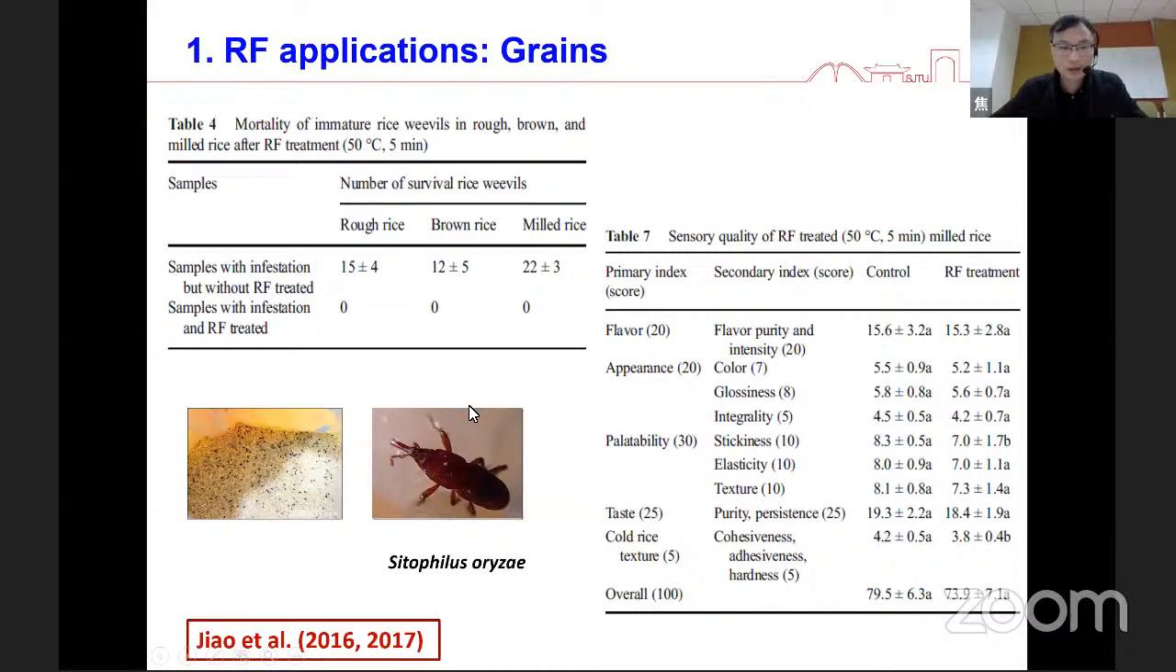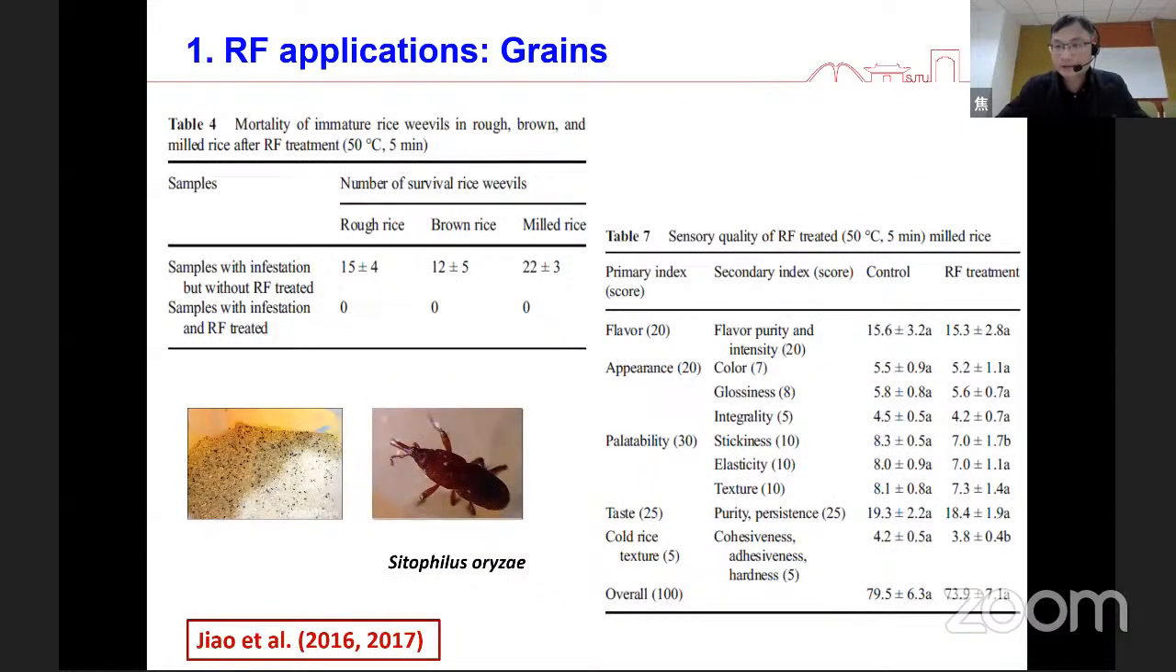And this is our target insect. We call it rice weevil. This is the scientific name of it. And you can see that we can completely, 100%, kill the insects, including the eggs of the insects. So this technology is a very efficient method to kill the insects and maintain the quality at the same time.